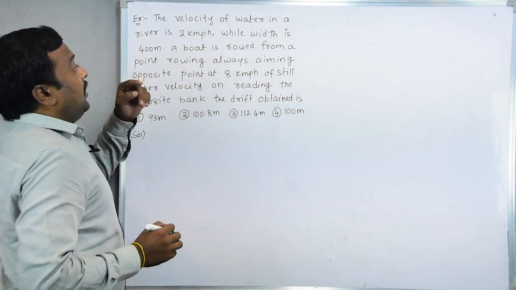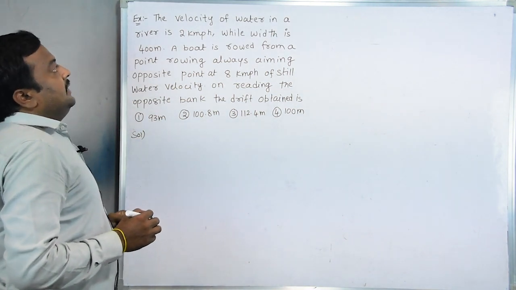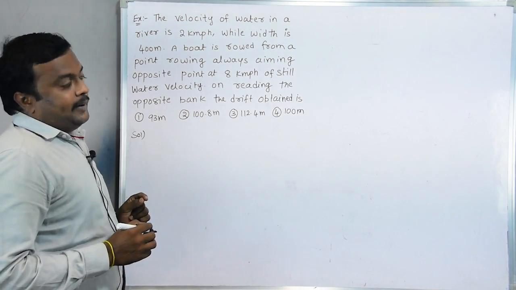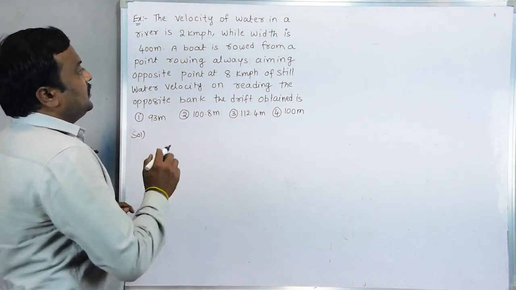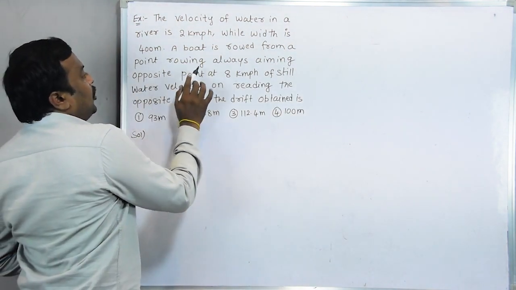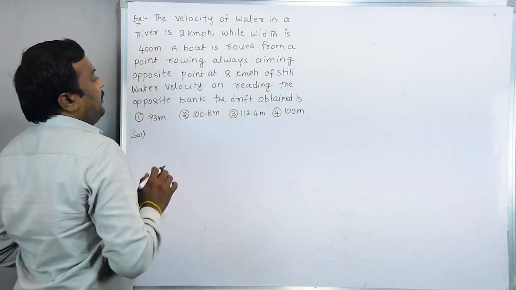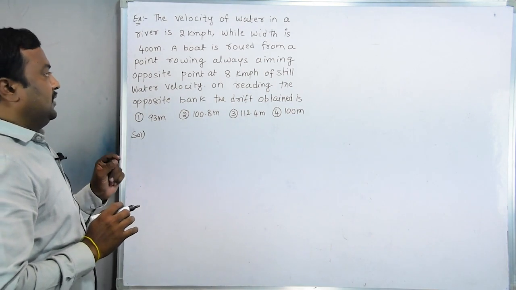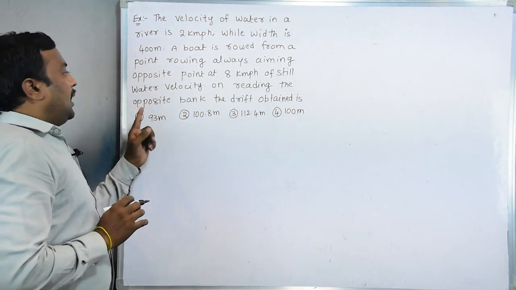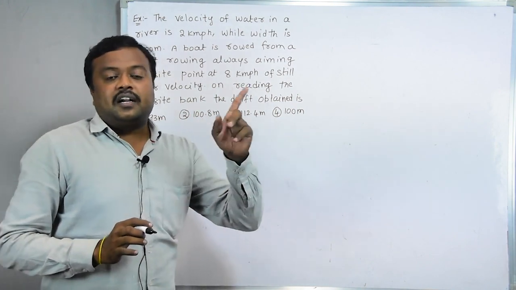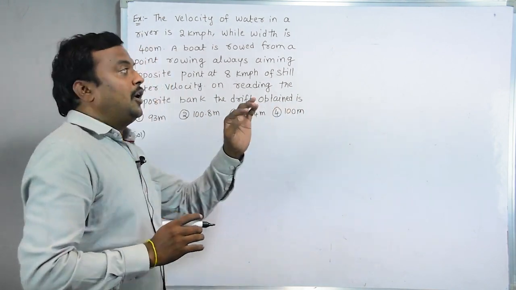The velocity of water in a river is 2 kmph while the width is 400 meter. A boat is rowed from a point, rowing always aiming at the opposite point, at 8 kmph of still water velocity. On reaching the opposite bank, find the drift obtained. Drift means it was not reached to the exact opposite point.